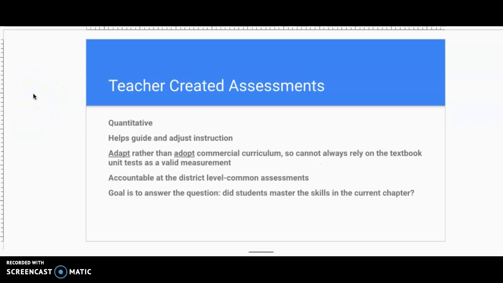So teacher-created assessments, this is a quantitative data analysis measure. And when we make these assessments and give them to our students, we're really creating them and using them. It should be guiding and adjusting our instruction.